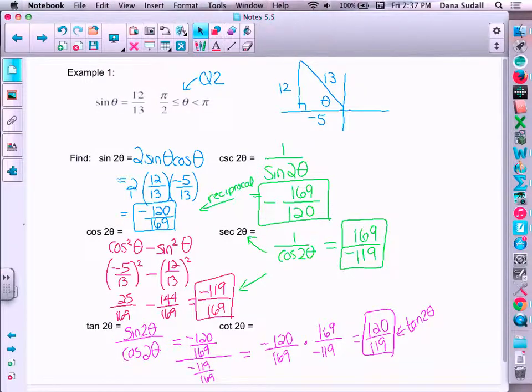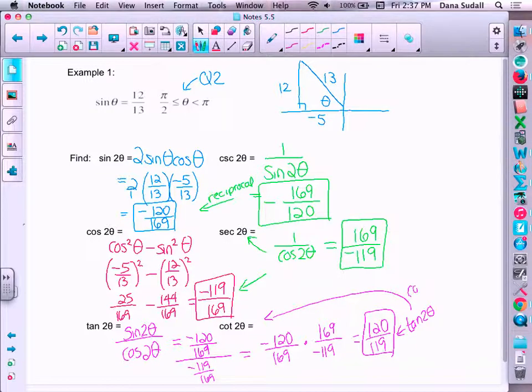And again, if I know the tangent, then the cotangent's just the reciprocal of that. So this is going to be cotangent of 2 theta would be positive 119 over positive 120.